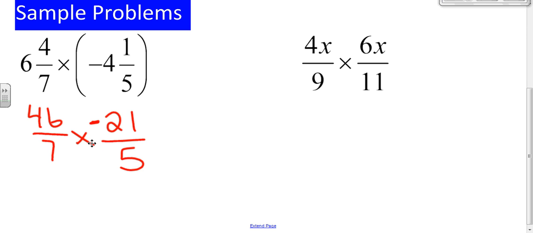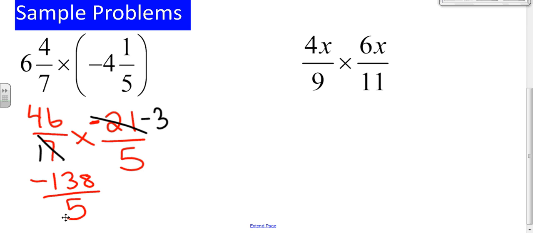And then I multiply. I want to cross-reduce, so I'll make my multiplication easier. 7 goes into 7 one time, and it's going to go into negative 21 negative 3 times. Now I'll just multiply straight across. 46 times negative 3 is negative 138 over 5.